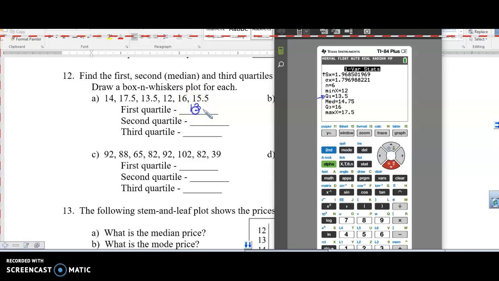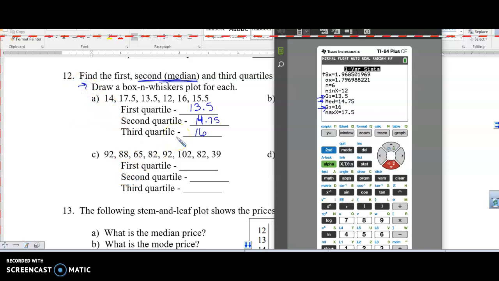It's 13.5. Okay? The second quartile is the median, and if you read up here, the second quartile is the median, and that is 14.75. And then the third quartile is named here at 16. Okay? So we have 13.5, 14.75, and 16. Now, one of the things it asks us to do is to draw a box and whiskers.